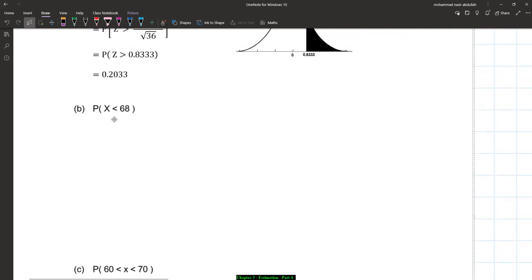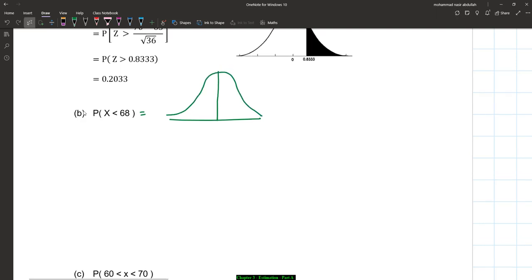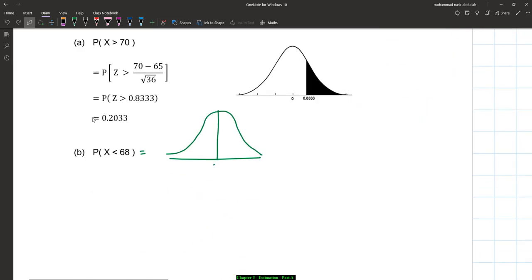So now let's look at example B pula. Kita tengok B. Very simple. Probability of x less than 68. So we have the mean equal to 65. This is the mean, 65. This is our value 68. So we want to find this area, right?